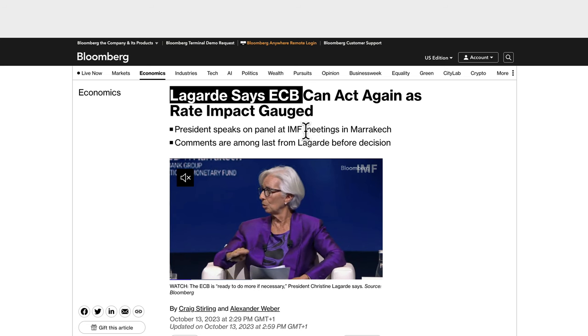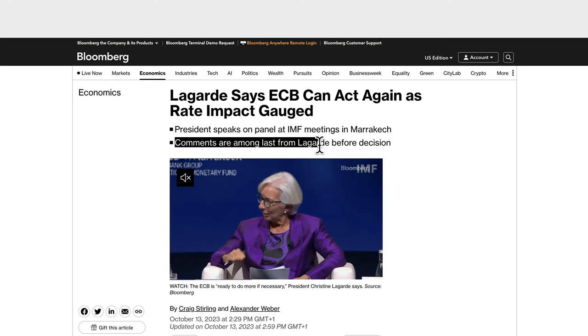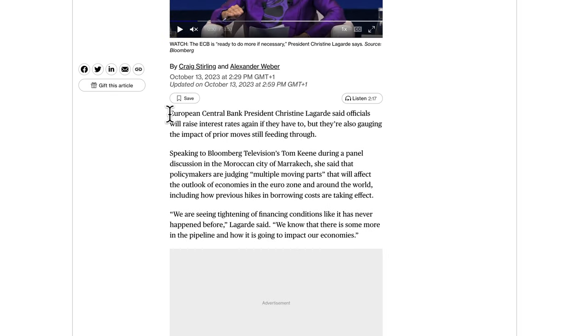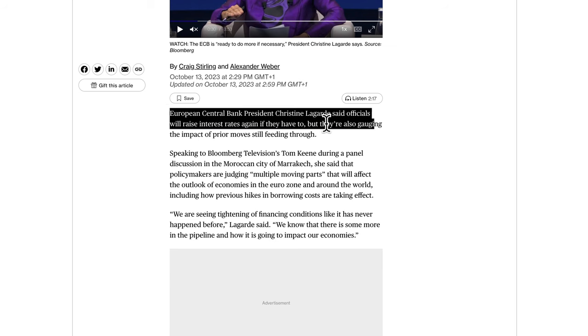So the president speaks on a panel at the IMF meetings in Marrakesh. Comments are among the last from Lagarde before the decision. So the European Central Bank's Christine Lagarde said officials will raise interest rates again if they have to.